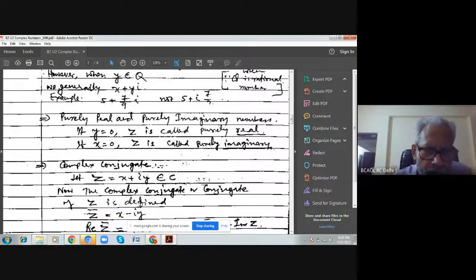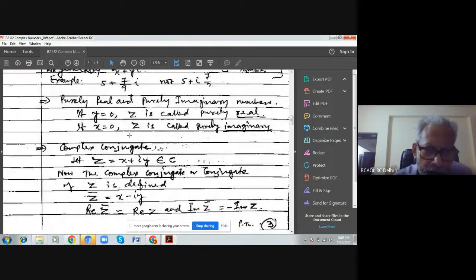Then conjugate. Another part you have to know is the conjugate part. If you have any doubt or clarification is required, you may ask. If you are not understanding, just tell me in between. I will explain once again, no problem.